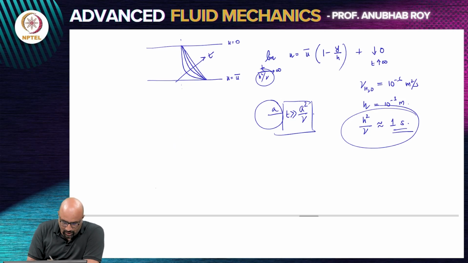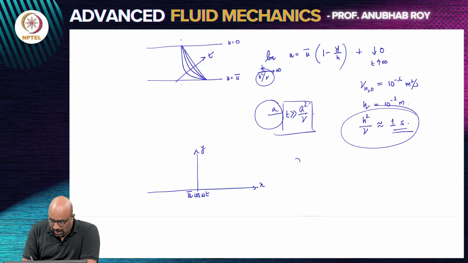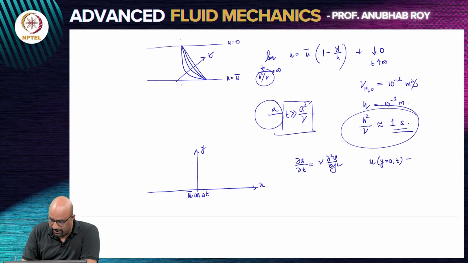which is how we worked this problem out. Today we are going to look at a problem where we will revisit the infinite plate problem, but the plate, instead of actually moving with a constant velocity, is now doing an oscillatory motion. So I will draw my coordinate system y, x. Our equations do not change. So it is dou u dou t equals nu dou square u dou y square. The boundary condition is that u at y equals 0 for all time is u bar cos omega t.